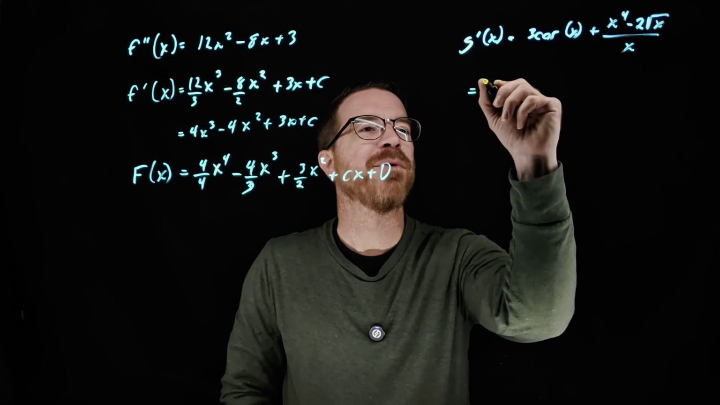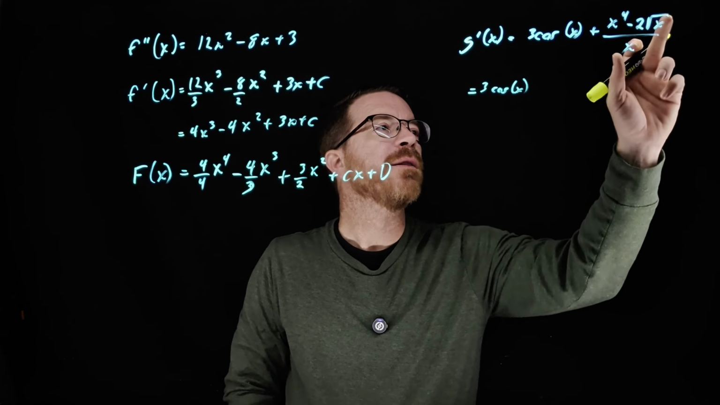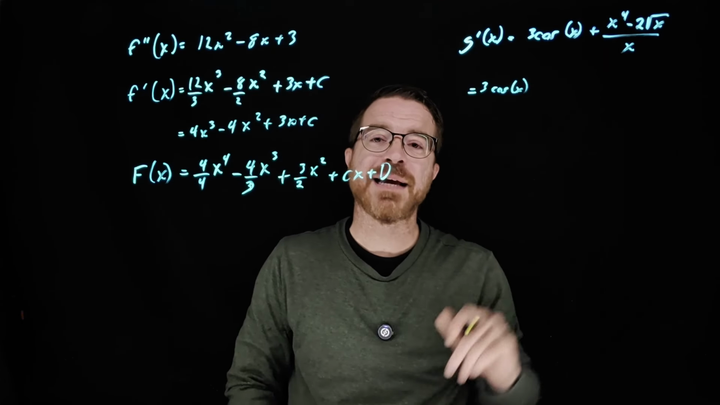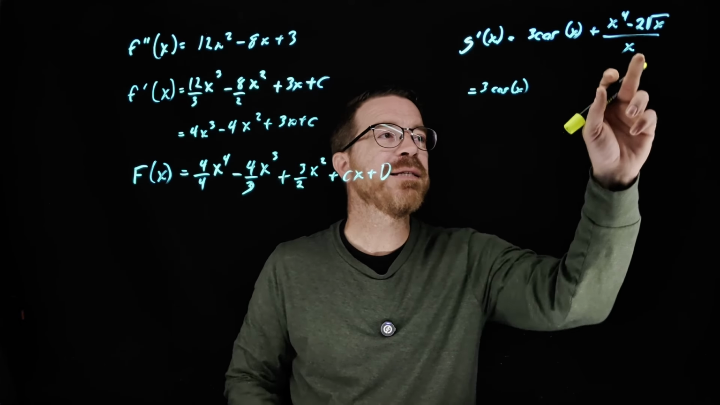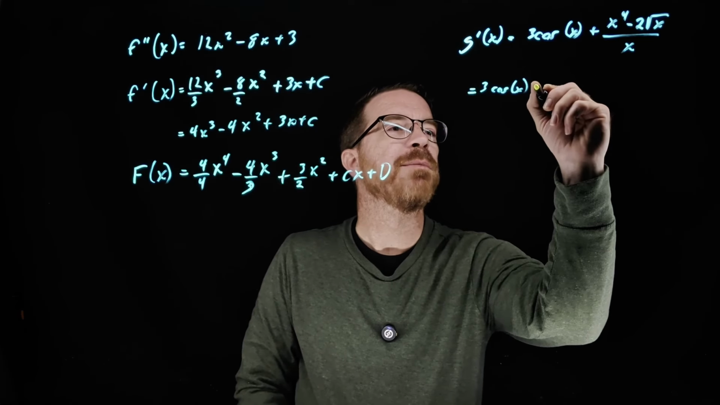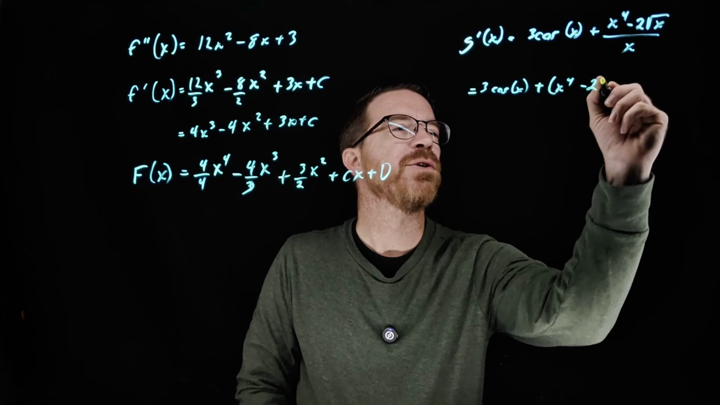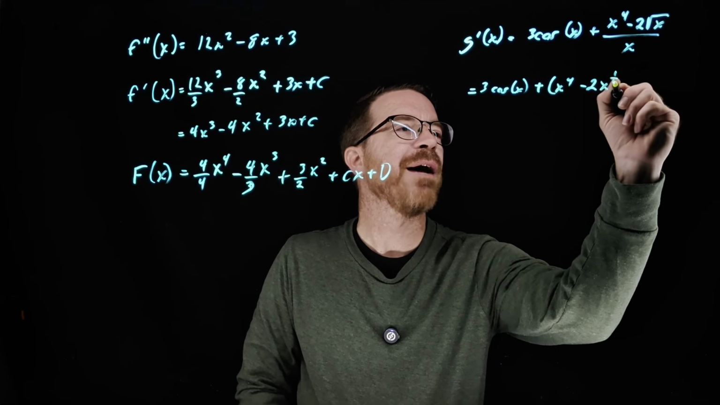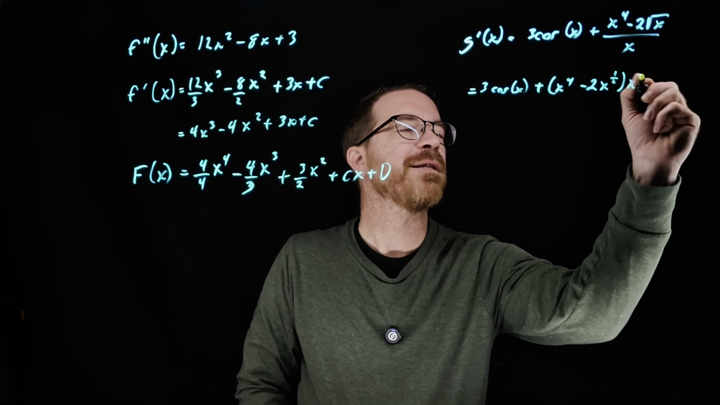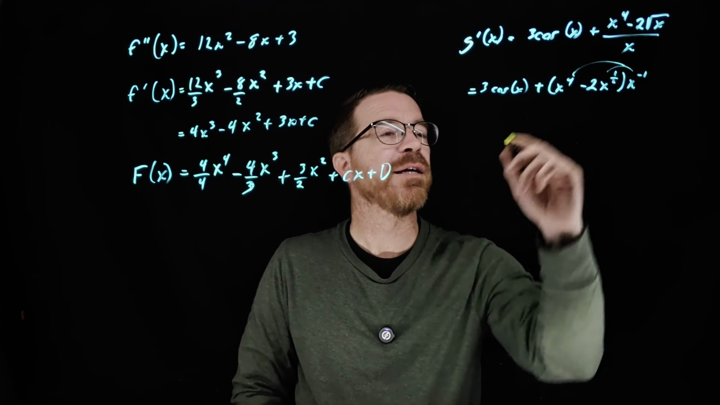So this first part we're not going to touch. 3 cosine of x, that's fine. This square root of x I'm going to write as x to the 1/2. And this x can be thought of as x to the negative 1. So this is going to be plus x to the fourth minus 2x to the 1/2 times x to the negative 1. And then I'm going to distribute this x to the negative 1.